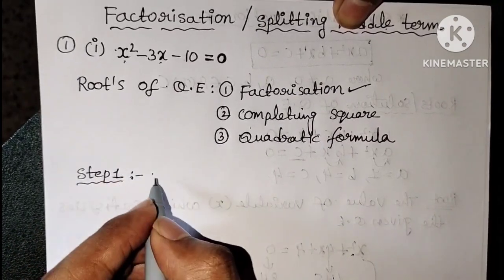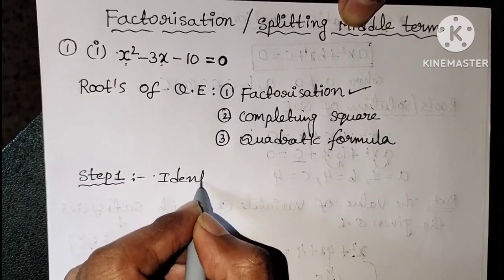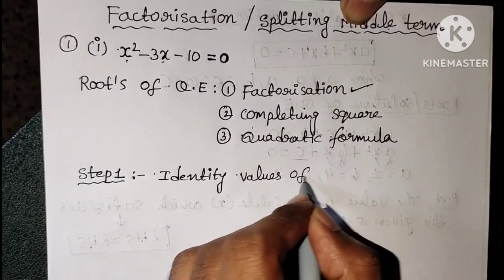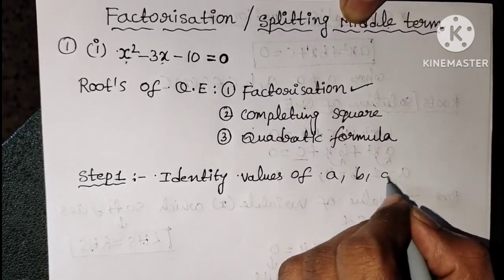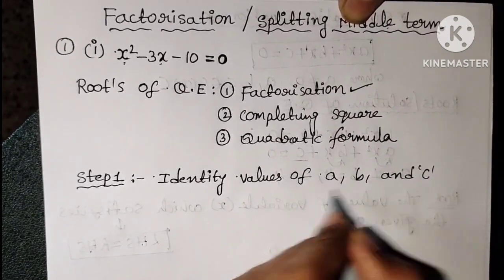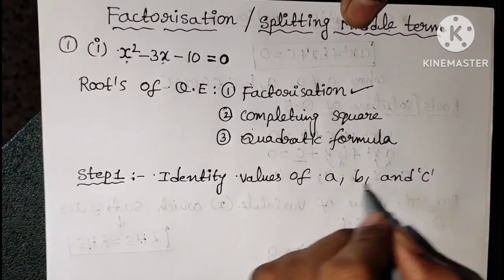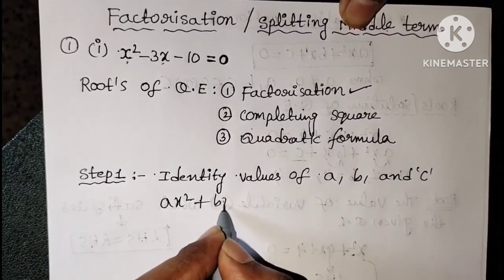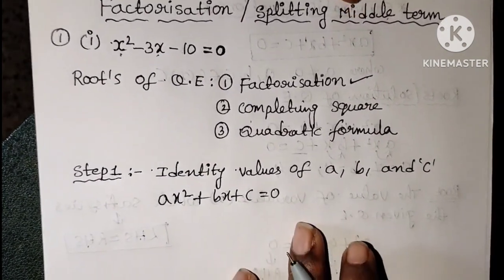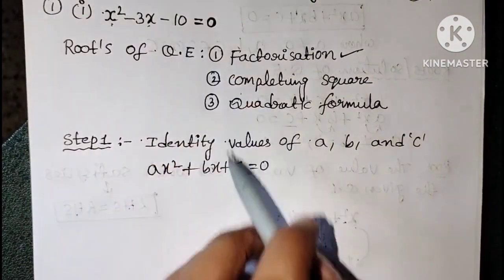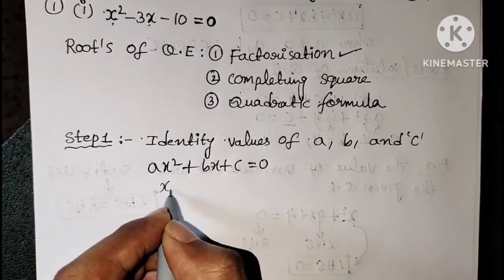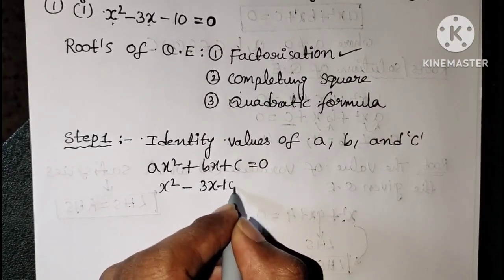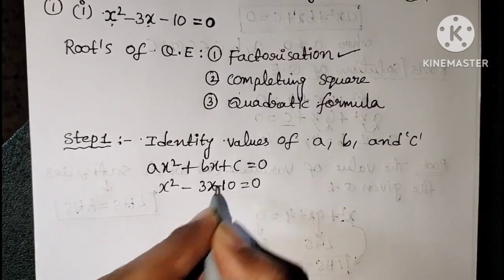So first identify the values of a, b and c. Here a, b, c mean coefficients. So what is the general form of a quadratic equation? ax square plus bx plus c is equal to 0. Now compare the given quadratic equation with the standard form. Here the given quadratic equation is x square minus 3x minus 10 is equal to 0.